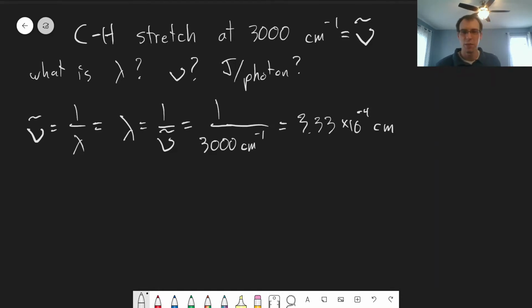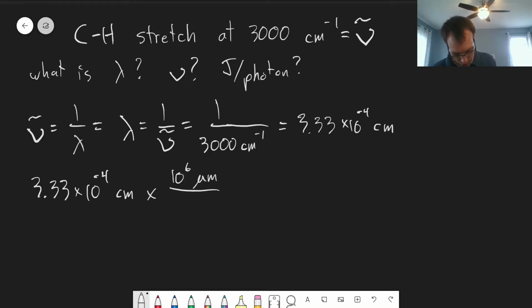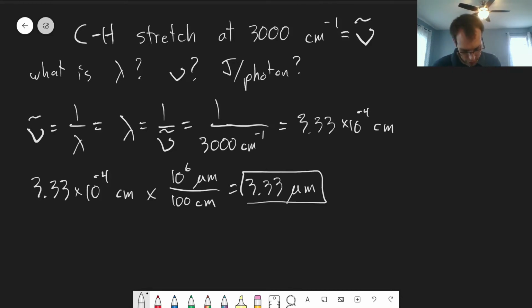And then we usually like to convert this to other units besides centimeters. Micrometers is a common unit for infrared wavelengths. So let's take 3.33 times 10 to the minus 4th centimeters, and we like to go to micrometers. So we can say there's 10 to the 6 micrometers per meter, and there's also 100 centimeters per meter. And that's going to give us a value of 3.33 micrometers. Okay, so we found the wavelength, 3.33 microns of a 3,000 wave number CH stretch.